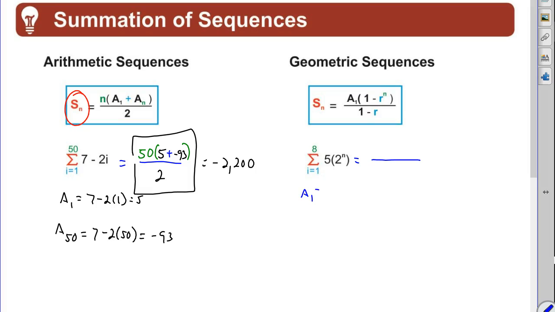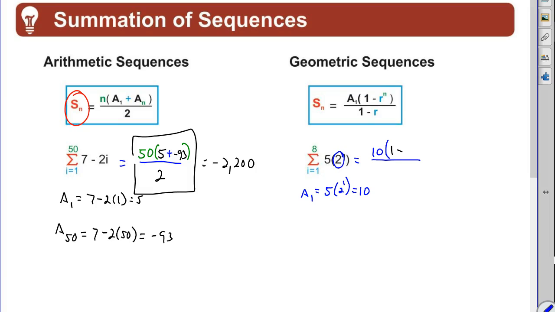A sub 1. Again, I'm going to take what I have, 5 times 2 to the n, and the n is going to be a 1. And so the a sub 1 is going to be a 10. Okay, first term is 10. Great. The 1 is a 1. Got the minus sign. Now, do you know what the common ratio is? Well, if you remember the format, it's the 2.